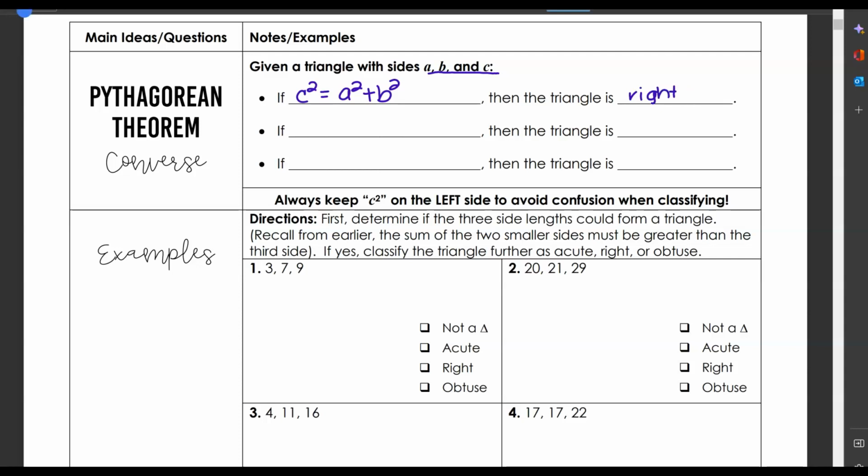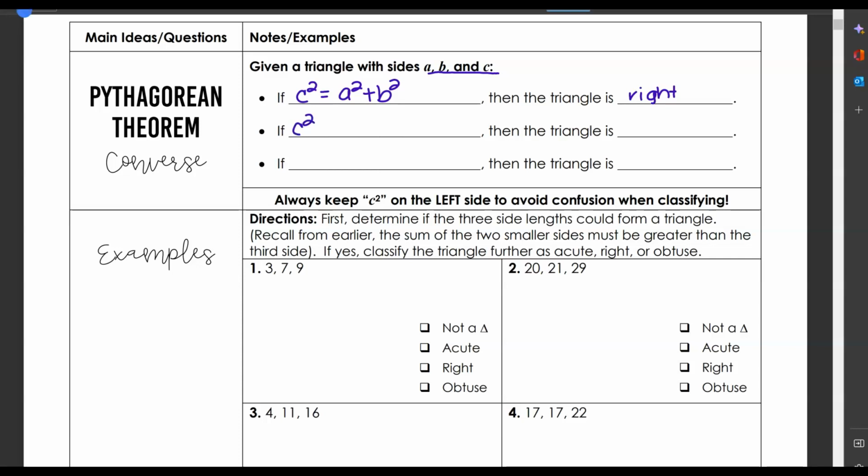Okay, so when we talk about the converse, we're really trying to say, if we have a right triangle, then C squared equals A squared plus B squared. So the converse says it's backwards. If I read that backwards, C squared equals A squared plus B squared, does that imply that I have a right triangle? And in this case, the answer is yes. That is true.